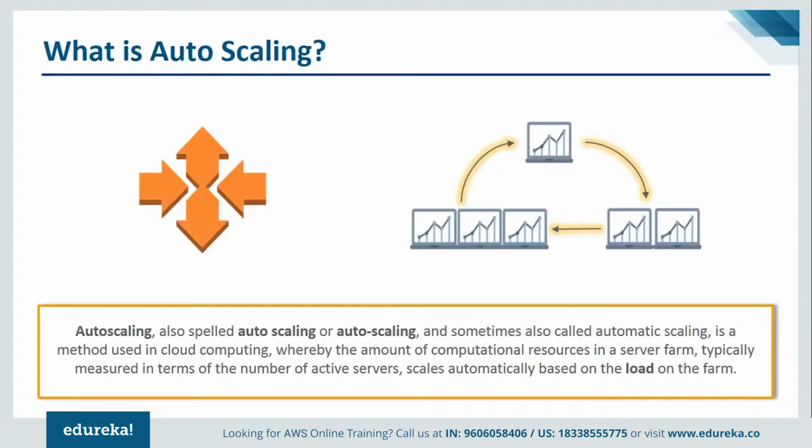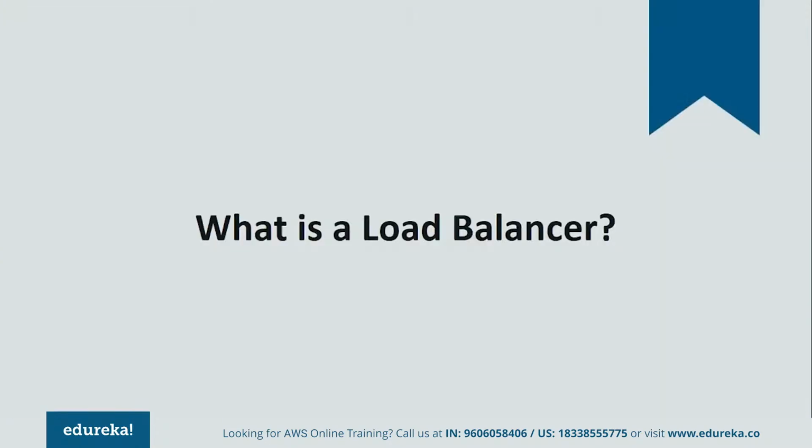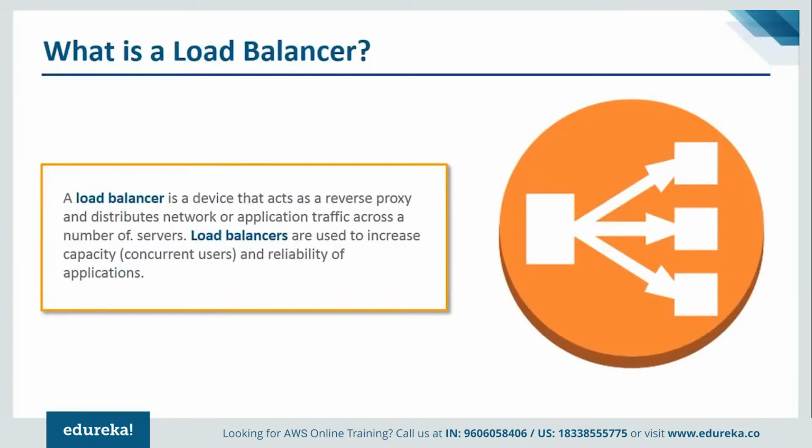So there comes in the third entity, which is called the load balancer. Your customer will basically be coming to your load balancer, and the load balancer will decide, based on the usage of your servers, which server is more free, and then will give the connection to that server. This is basically the role of a load balancer. Like I said, a load balancer is a device that acts as a proxy and distributes network or application traffic across a number of servers.